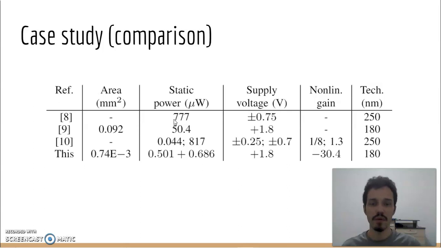And when we compare it power-wise, we can see that the 0.5 microwatts static power dissipation of the main circuit is only higher than the static power of configuration 1 in reference 10. For the other configuration, we have a much lower power dissipation, and for both configurations, we have a much higher gain.